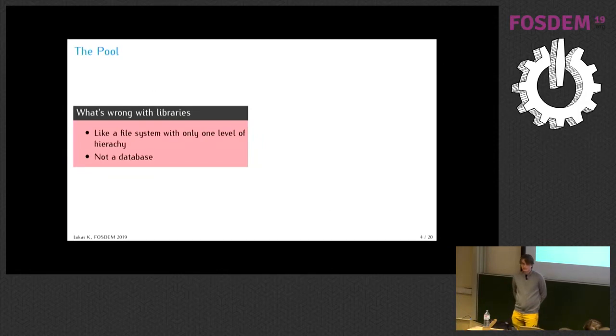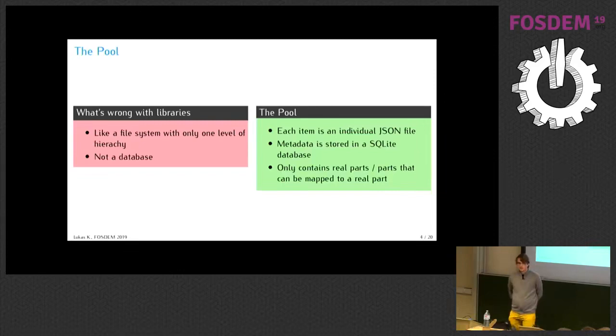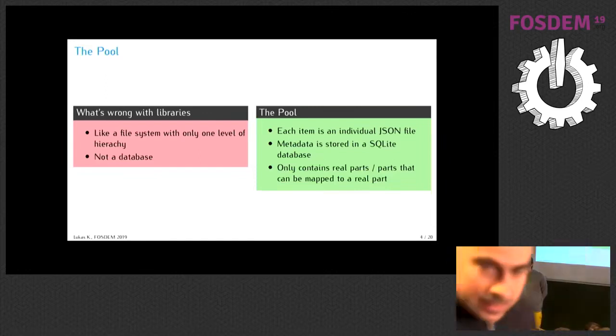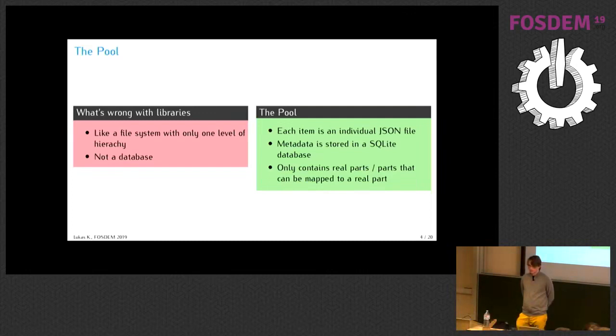So let's get back to the first point. What's wrong with libraries? They're more or less like a file system that only has one level of hierarchy. So if you've got a library, inside the library you don't have that much structure, and it's not a database that you can run SQL queries on. In Horizon, each item in the pool, so each package, each symbol, and so on, is in an individual JSON file, and the data of these files gets loaded into a SQLite database, and that database can then be easily queried for various properties. The idea of the pool is that it only contains actual parts you can order on DigiKey, so you won't find, for example, a generic 555 timer in there, but you will find a 555 timer manufactured by ST in an SO-8 package with the full part number in there.